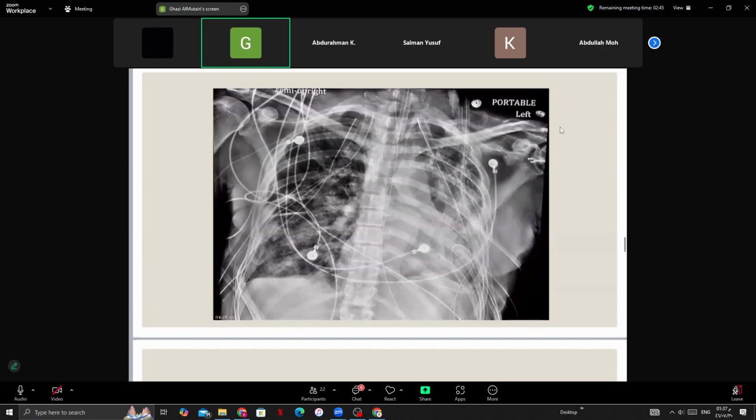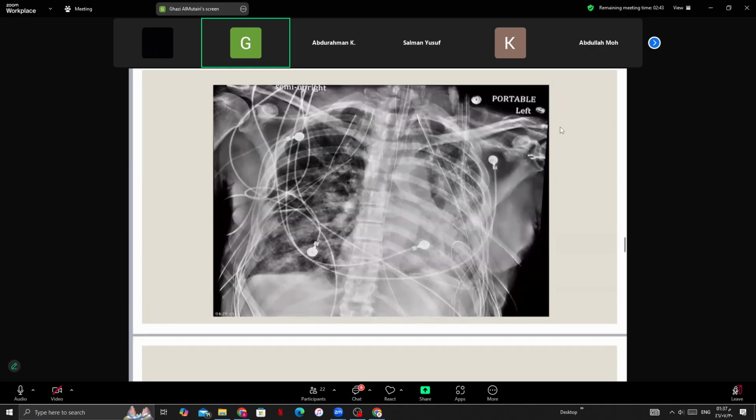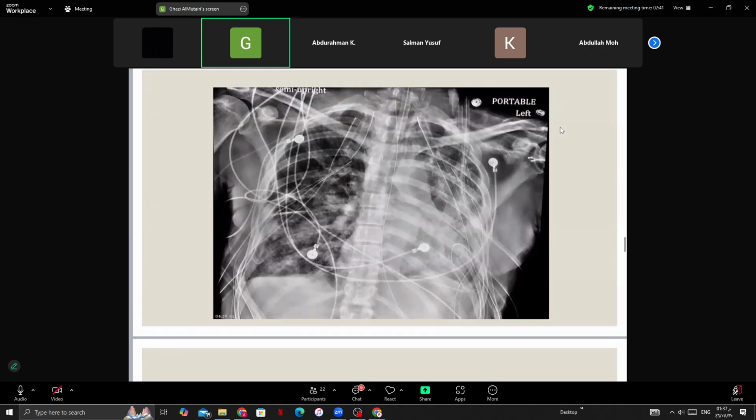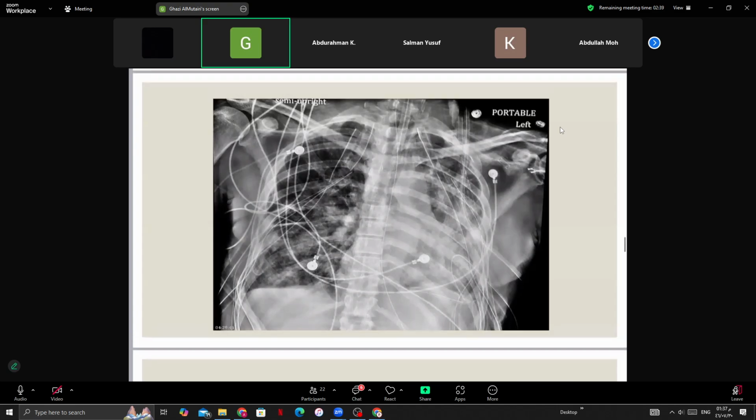What about this chest X-ray? شايفين many lines. Patient عنده endotracheal tube and bilateral chest tubes, 2 chest tubes in the right and 2 chest tubes in the left. It's a busy chest X-ray.